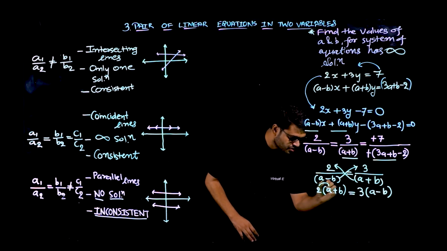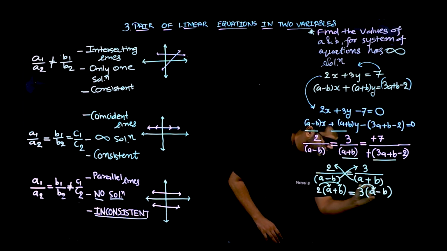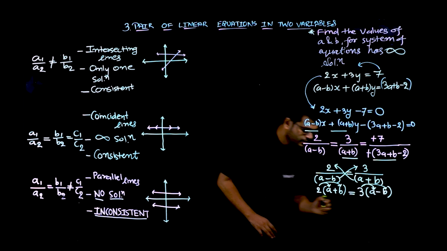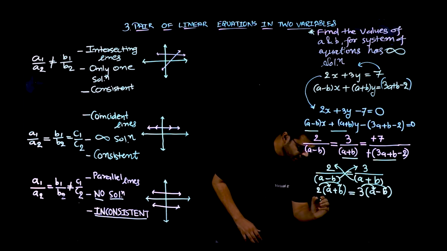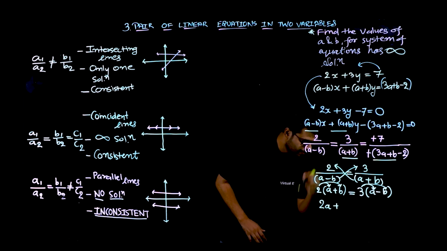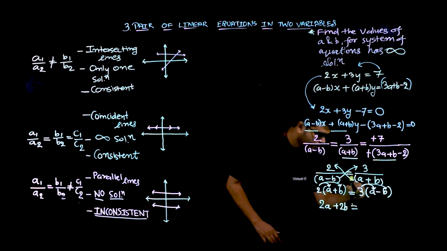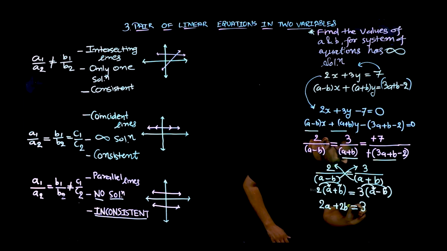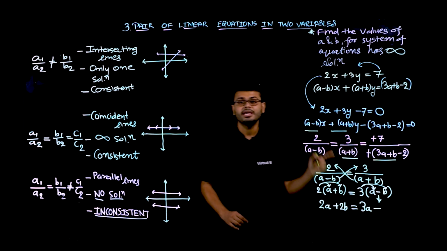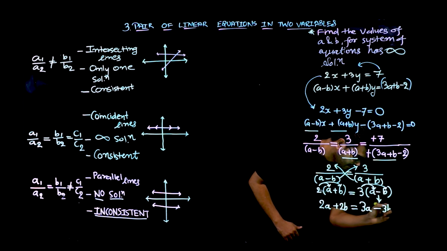So let's use the distributive property. Multiply this term with each and every term. So 2 into a will be 2a plus 2 will be multiplied with b, that is 2b, is equal to 3 will be multiplied with a, so 3a minus, why minus? Because I am taking the same sign that b has. 3 will be multiplied with b, so that will be 3b.